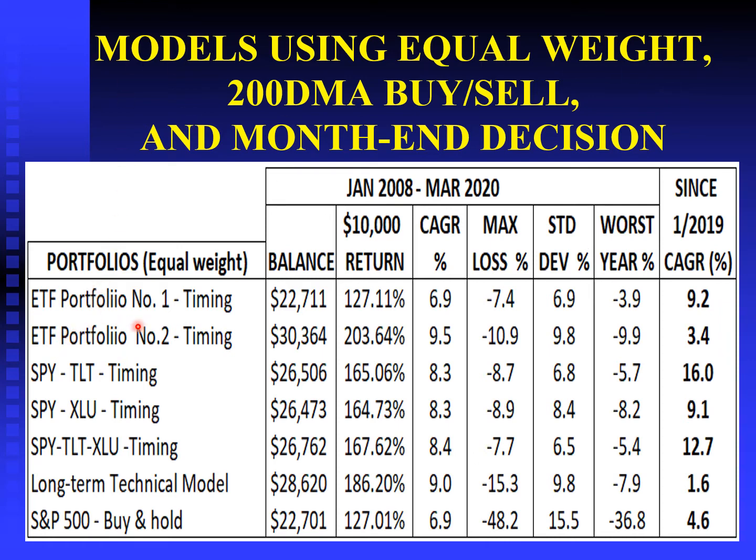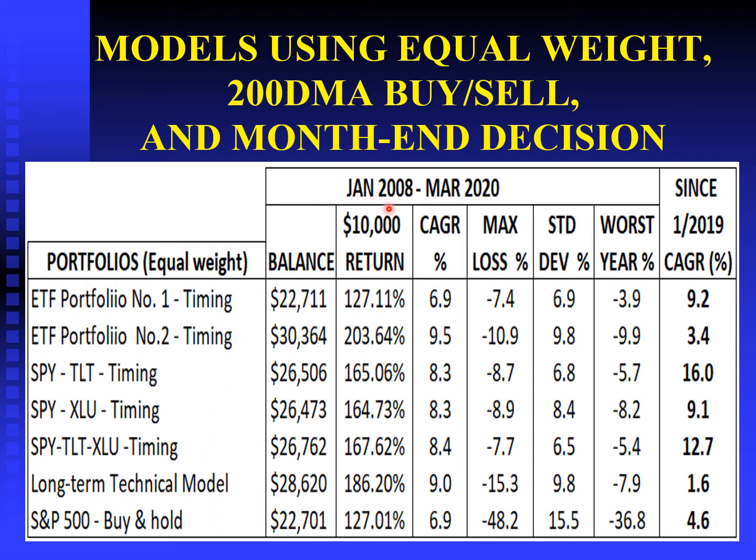Here are the 6 portfolios I showed you. This is the defensive, the more aggressive. This is using a diversified portfolio with overweight in bonds. TLT is long-term treasury bonds. This is overweight in XLU. This is a diversified portfolio like SPY, an average, using overweight in TLT, bonds, and utilities. This is our long-term technical model. It's not needed to discuss it here. And this is the performance of the S&P 500 buy and hold.